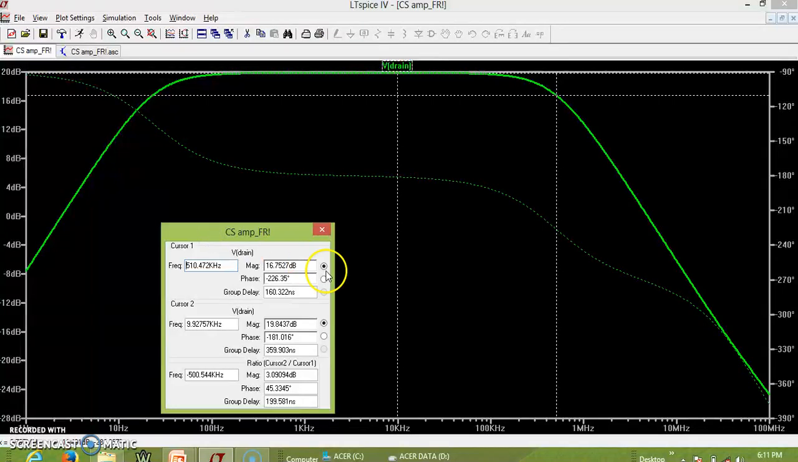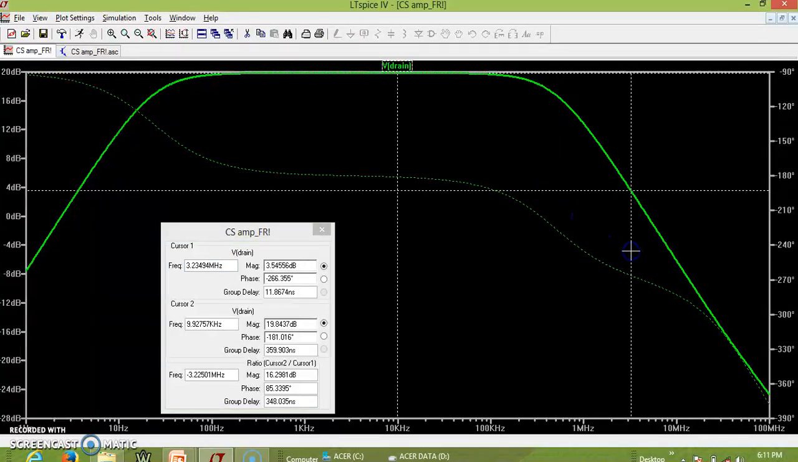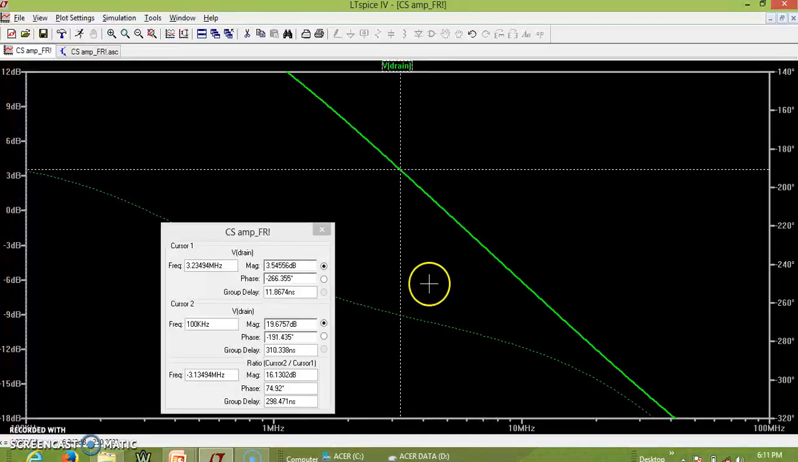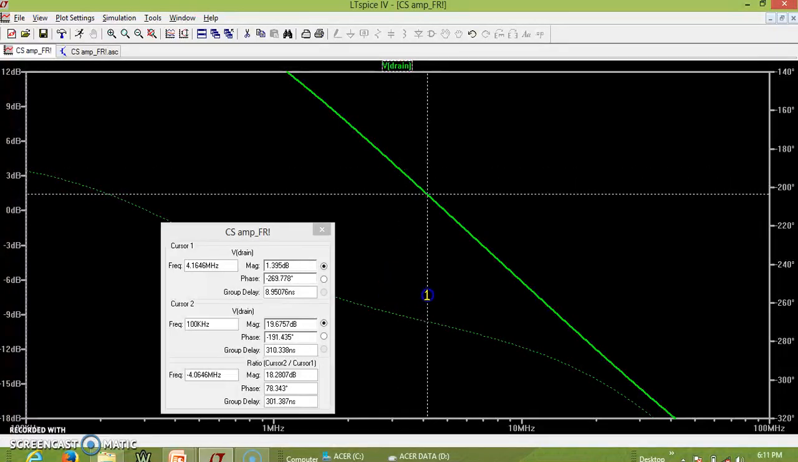It is a bit difficult to make out where the third cutoff frequency is. It comes out to be somewhere here, at a frequency of around 6 megahertz. It is a bit difficult to make out here because there is not much difference. If you want to see clearly, there is a change in the slope happening around somewhere here. So this corresponds to around 4 megahertz.